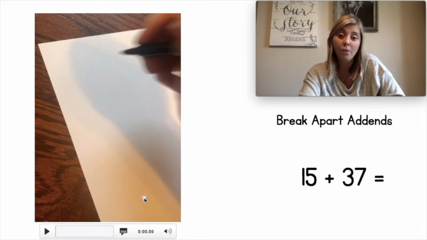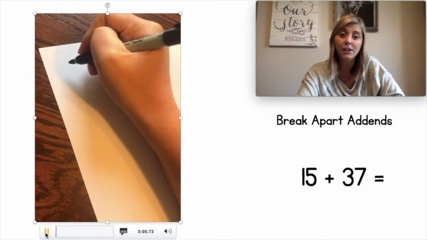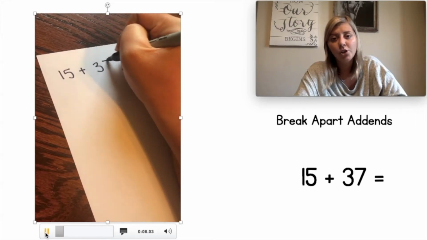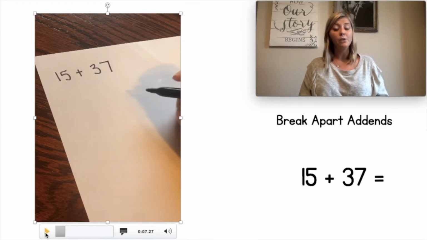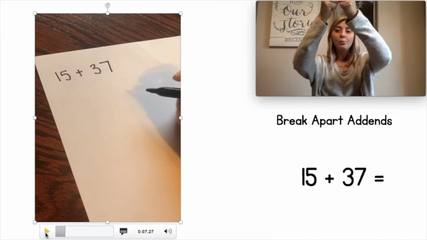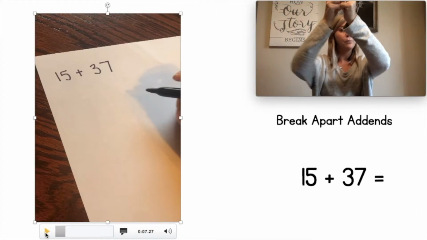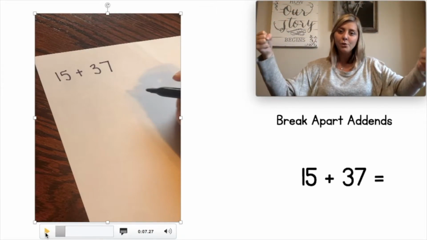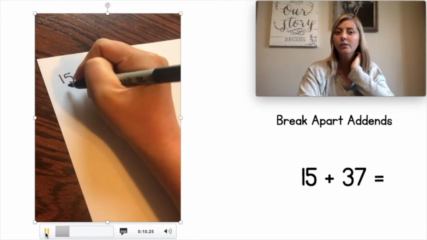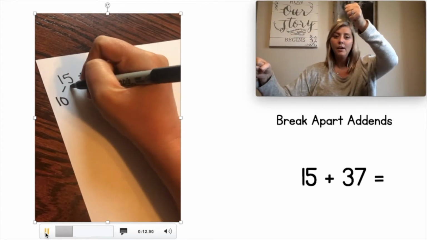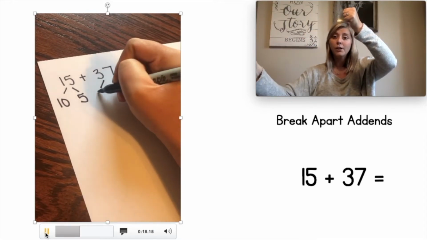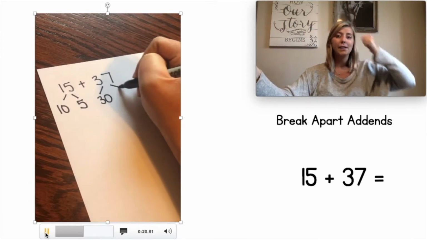So I'm going to write down my equation, 15 plus 37. And after I'm done writing my equation, this is the signal we used in my class, we have our number right here, break apart addends. So I'm going to break this number apart using place value. I'm going to break it apart into its 10s, break it apart into its 1s, and then we'll add them. So I'm going to break apart 15 right here, breaking apart 10 and 5. Now I'm going to do the same thing with 37, 30 and 7.